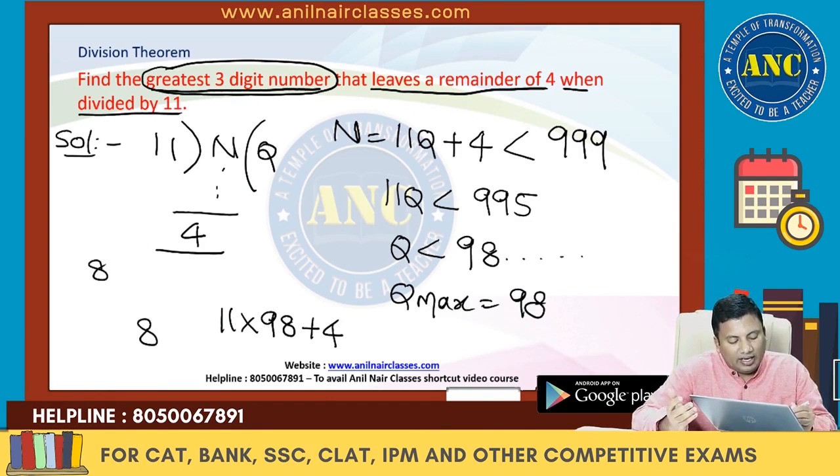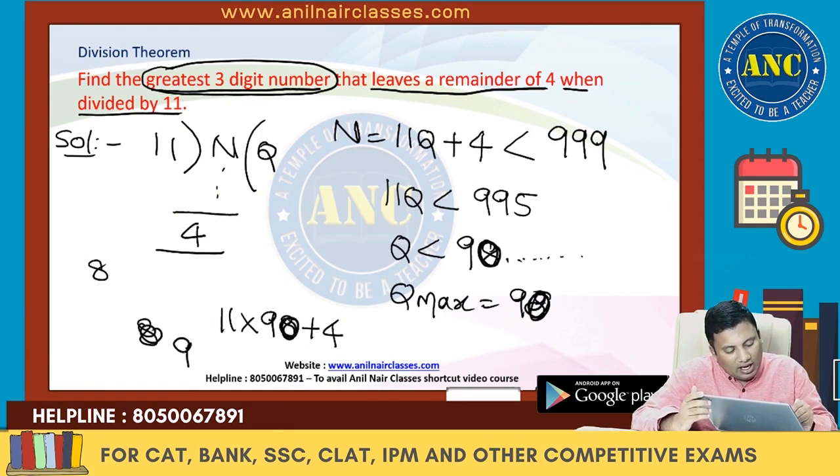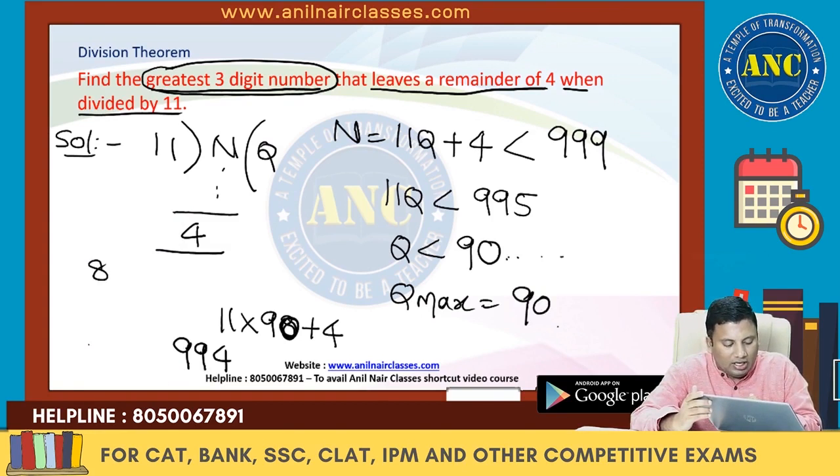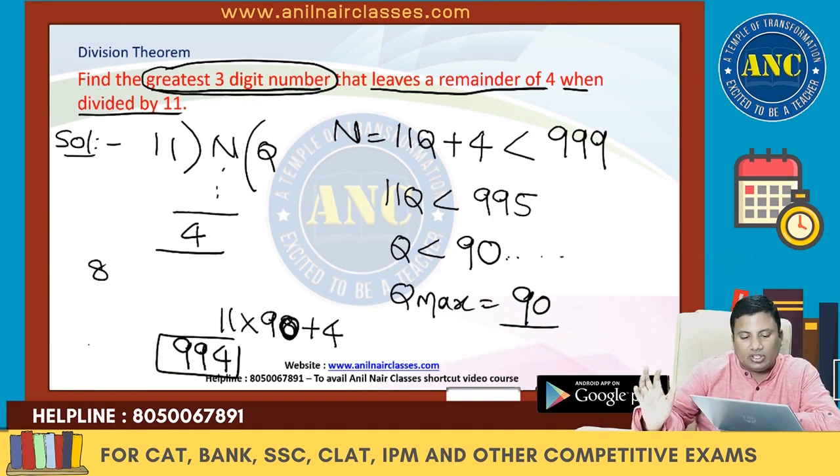I hope it is clear, right? 11 eights are 88, so you can check it out. What are all the values that you are getting? 11 nines are 99, so 90 point something. Q maximum is 90. So answer is 994. I made a calculation mistake here. So q maximum is 90. 11 into 90 plus 4, 994. This is the greatest 3-digit number.